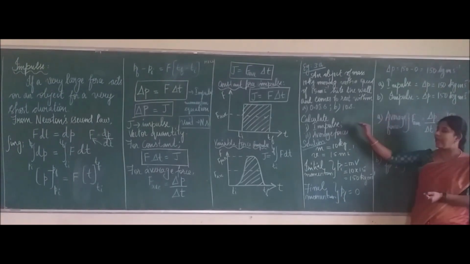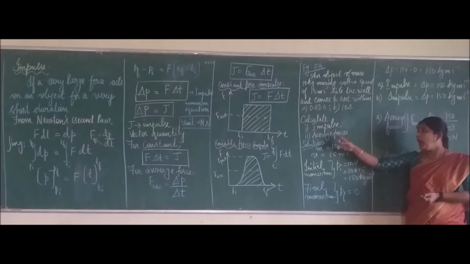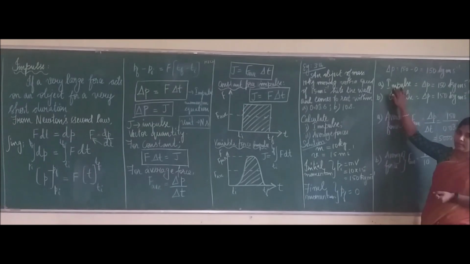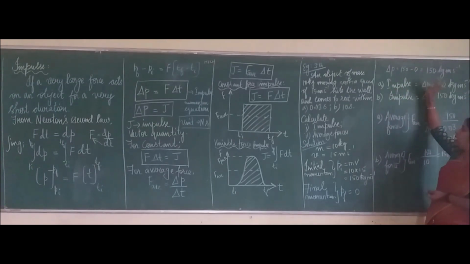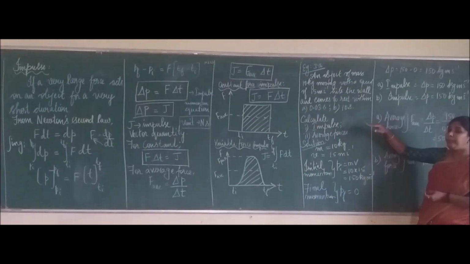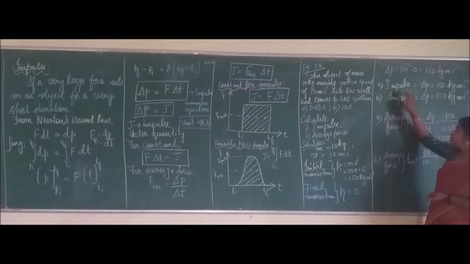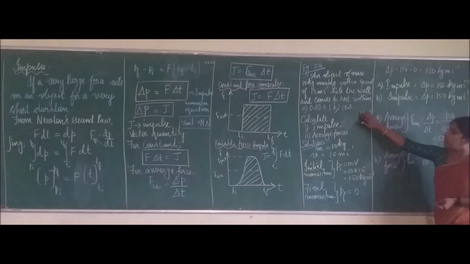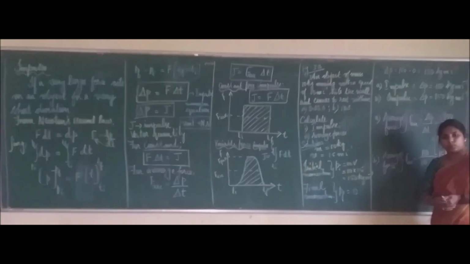Okay. So we have to calculate the impulse for both cases and the average force for both cases. For both cases the formula is J equal to del P, so the impulse is the same here. Del P is 150 kg m s^-1. For the second case, 10 second, it is also the same because J equal to del P, so del P equal to 150 kg m s^-1.